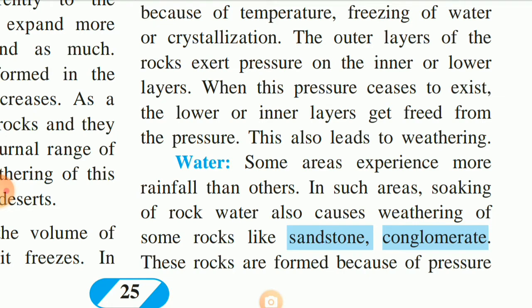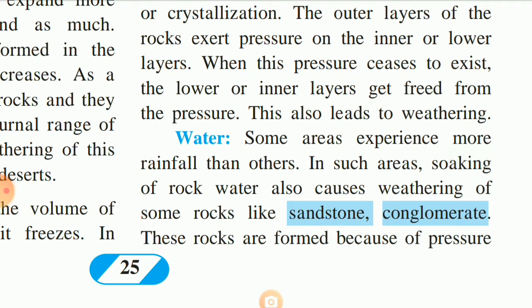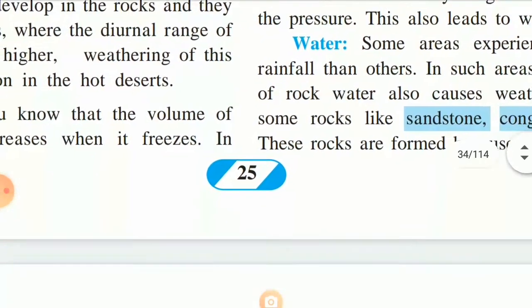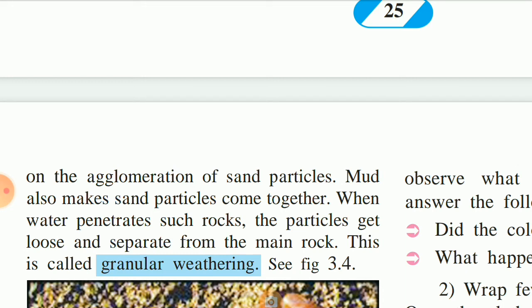In such areas, soaking of water also causes weathering of some rocks like sandstone or conglomerate. Conglomerate means coming together, forming a heap, or joined together. These rocks are formed because of pressure on the agglomeration of sand particles. So what is agglomeration? It is coming together, forming a heap, for example a heap of sand or a heap of mud.